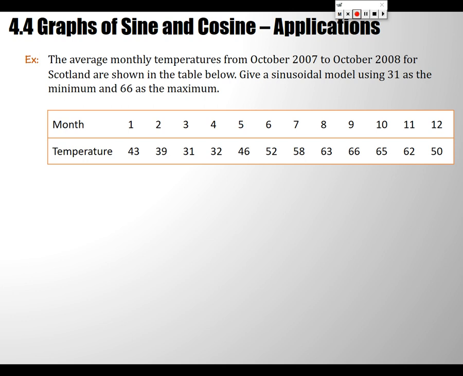Read this one for us too, Antonio. The average monthly temperatures from October 2007 to October 2008 for Scotland are shown in the table below. Give a sinusoidal model using 31 as the minimum and 66 as the maximum. Even if they didn't tell you that last sentence, I think it would be pretty clear in the table. You can see that that's a minimum and that this is a maximum. So I'll give you a second to figure out the 4 things we need. I'll call on anyone whom I like in about 2 minutes, and I'd like to have those 4 numbers.